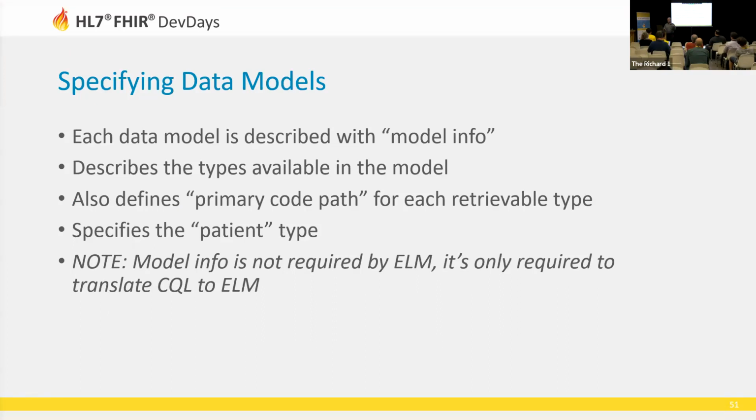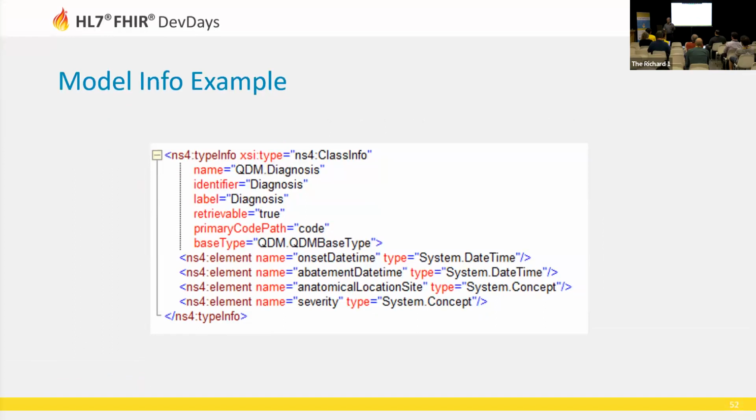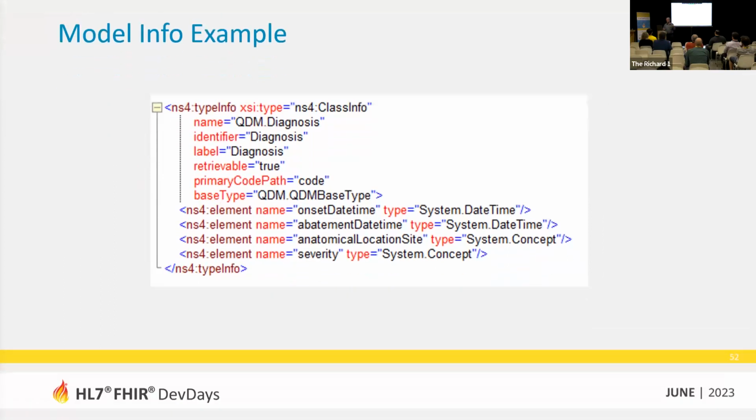The model info is not required by ELM. It's only a translator time function. The translator just needs information about the type system that it's going to. Here's an example. This is actually QDM, the diagnosis class in QDM that has onset, abatement, severity, and so on. So it's a very simple nested type structure for models.